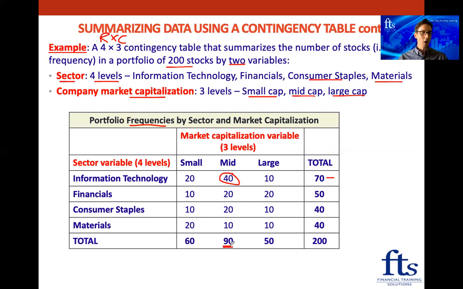So the largest marginal frequency by sectors is the IT stocks, because there are 70 of them, and we've got fewer of the other sectors in the portfolio. And the largest marginal frequency among market cap is the mid-cap stocks. We've got 90 mid-cap stocks, and only 60 small caps and 50 large caps. Great. So that is what our contingency table looks like for frequencies.